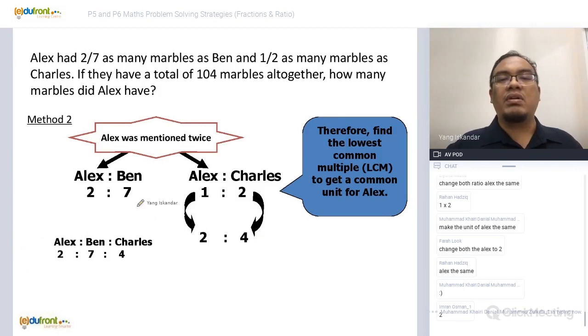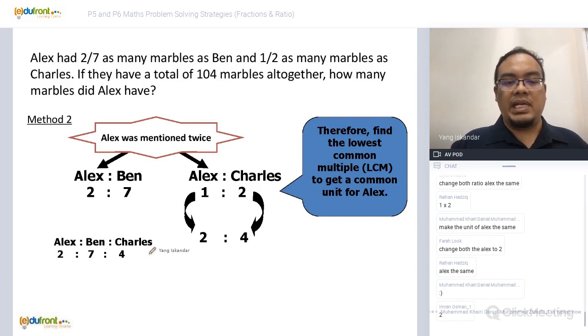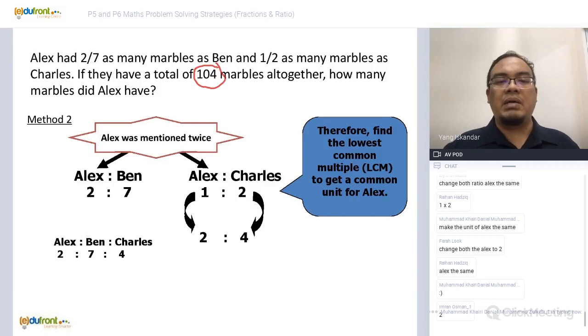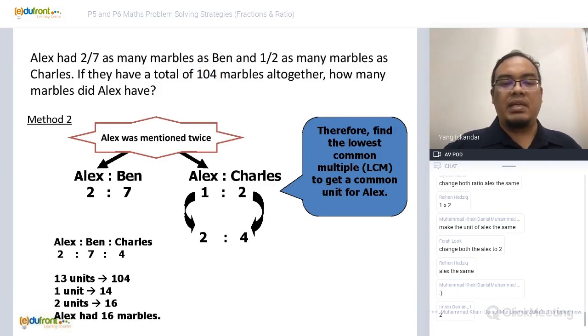Okay, so this is the overall ratio after you make Alex the same. Because remember, Alex is repeated in this question, in both ratios. So once you make Alex the same, then you can combine them together. All right, so the ratio of Alex to Ben to Charles is 2:7:4. Okay, and next we make use of this information given to you. Since there are 104 marbles all together, we add the ratio together, and you get 13 units, 104.